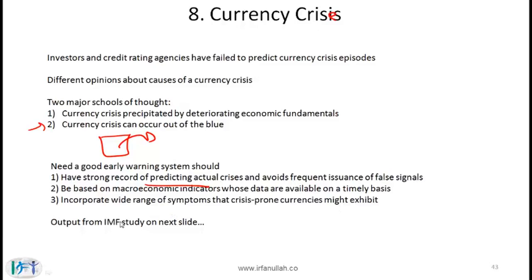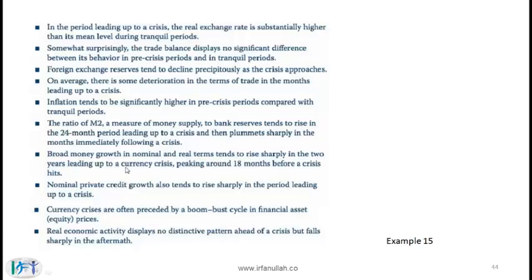Now, the output from, or the core points from, an IMF study on this subject is presented in the curriculum, and these are the indicators, potential sets of indicators for a currency crisis. I would encourage you to read this a few times and then attempt example 15 from the curriculum.